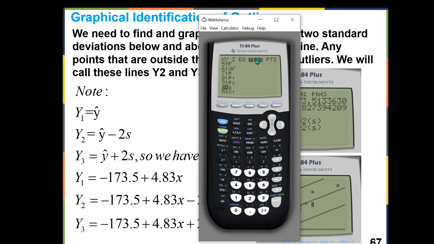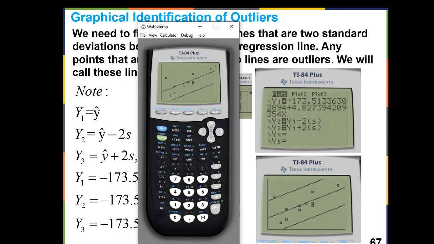So s is under test. Remember, it belongs to tests, so it is under test. So we're going to get that s, put it there. And then in y3, we're going to get y1, and then add to it 2 times s again. We get s again. Statistics, test, and where did s go? It's right there. There.